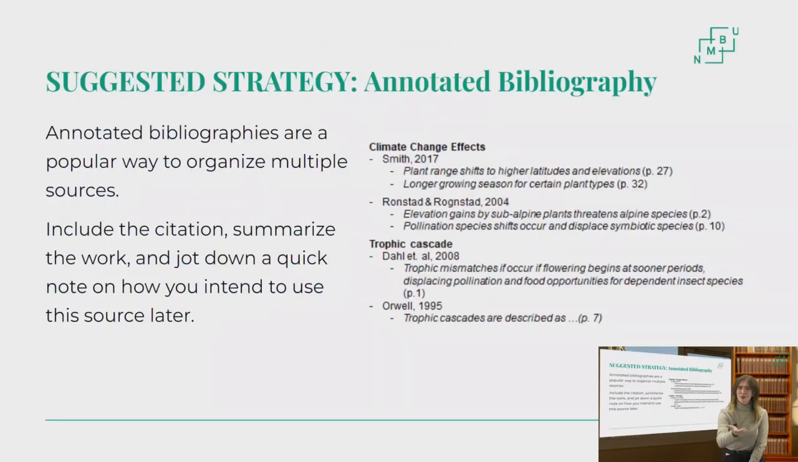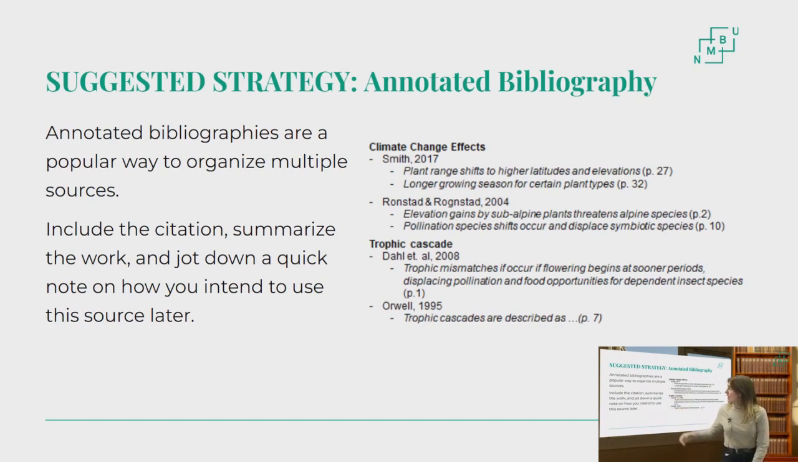The first one you're probably familiar with. It's an annotated bibliography. This might be something that you've been assigned in a class before, but essentially what an annotated bibliography does is it organizes multiple sources. It includes the full citation, it summarizes the work, and then it creates a written notes section on how you intend to use this source later.